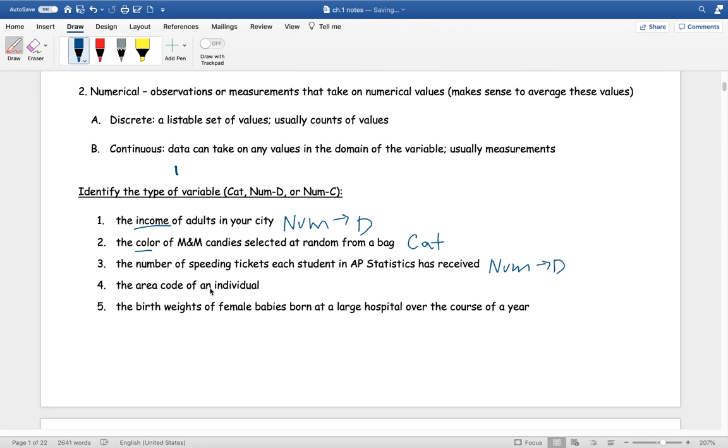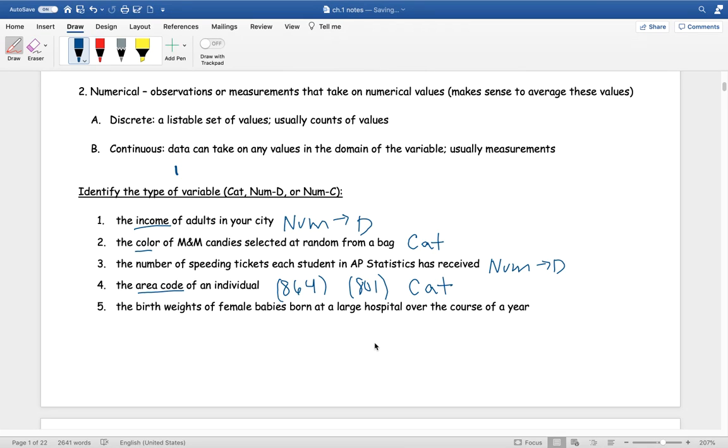And then the area code of an individual. Now I want to talk about this one because area code is a number. Most of you guys probably have an area code of 864. I have an area code of 801. I am from Utah, so I have a Utah number. But area code, can I average these? Does it make any sense to average 864 and 801? That's not going to give me anything. So these area codes are actually categories.